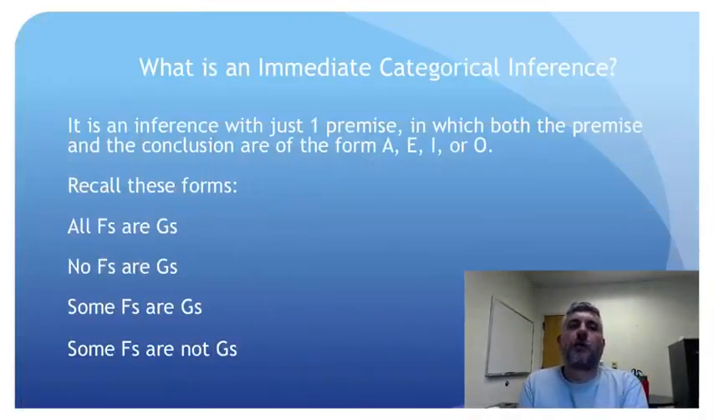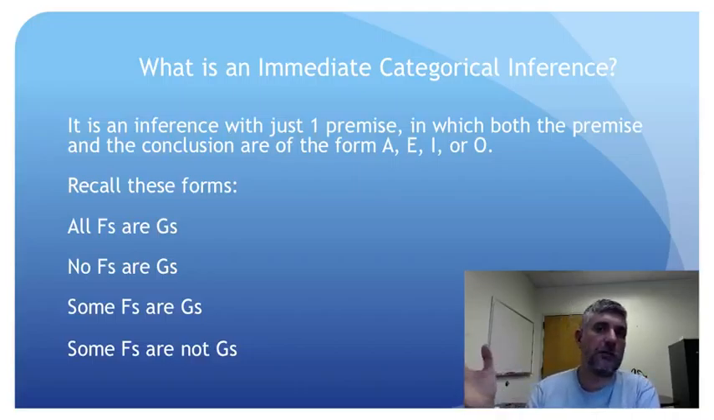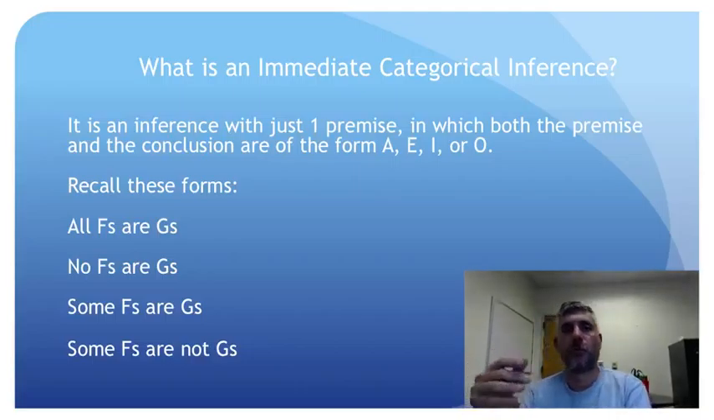An immediate categorical inference is an inference with just one premise, and of course one conclusion, where each of those two statements, both the premise and the conclusion, are of the form A, E, I, or O. They needn't be of the same form. One of them could be, let's say, of the E form and the other one of the O form, or whatever. They needn't be of the same form, but they're each of one of those four forms.